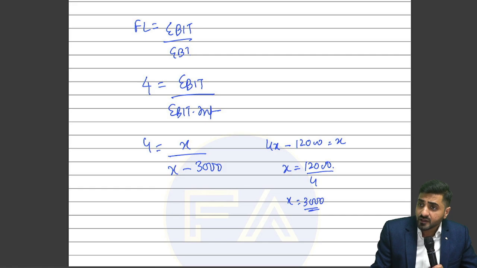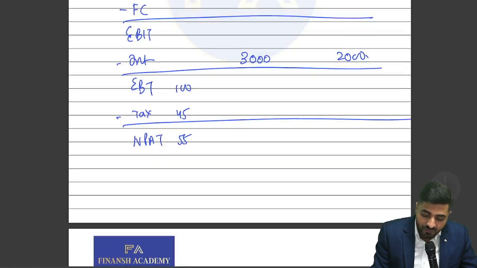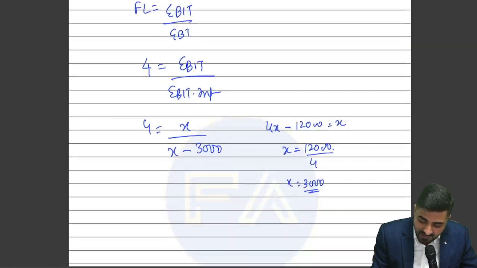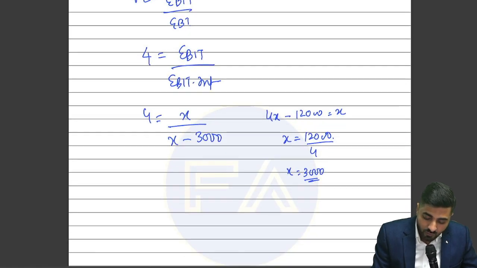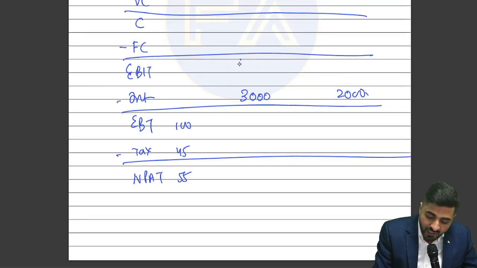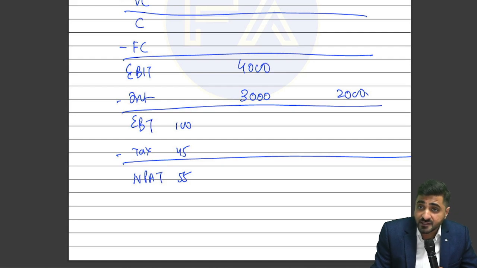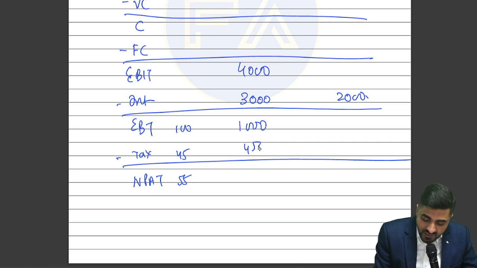And if I've got the amount of EBIT 3000, there is a mistake. 4x minus 12,000. Okay, so this will become 3x. And this will now be 3x upon this. So this is going to be 4,000. Now, is my amount of EBIT 4,000? Come on, yes or no? Yes. This is 4,000, this is 3,000, this is 1,000. This is 450, this is going to be 550.